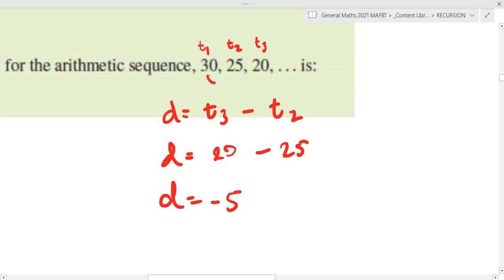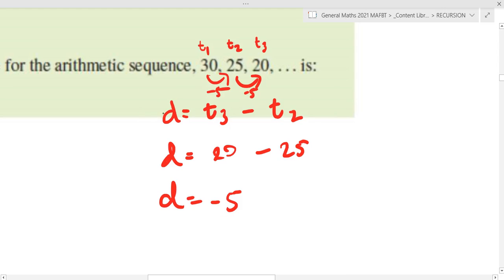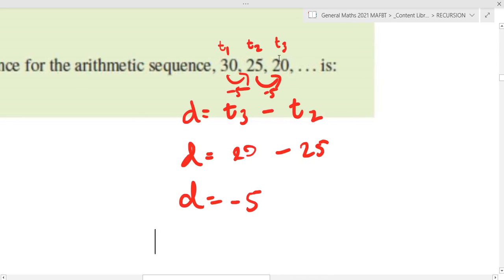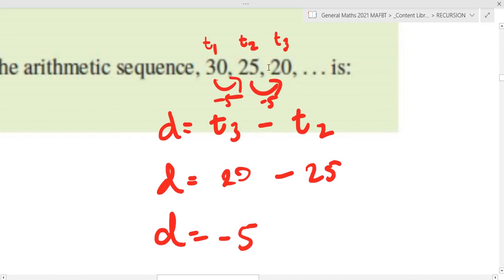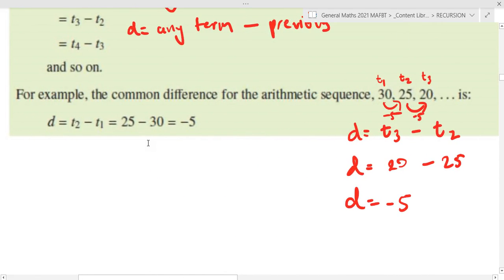Because I can see also in my pattern, it's going down by 5 each time. So the next term should be -5, and it technically will be 15. So this is how you use the common difference rule. I can go D equals any term minus the previous. Easy. Also, make sure to label your terms in your sequences. It does help so you don't get confused.